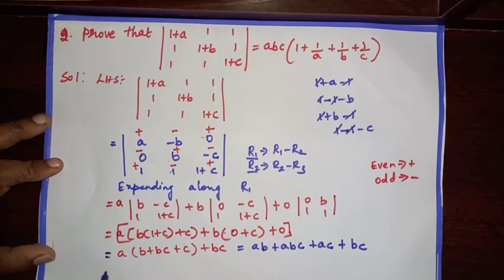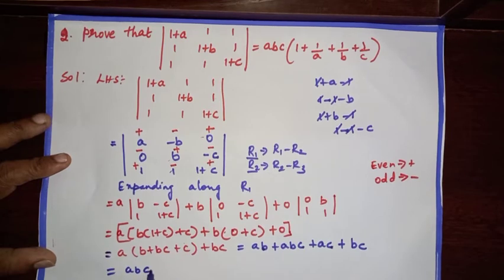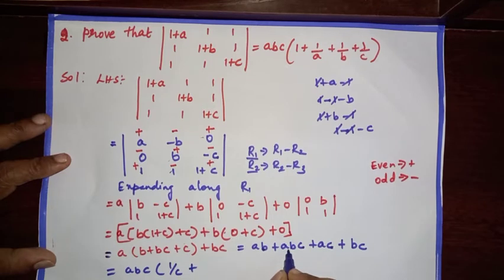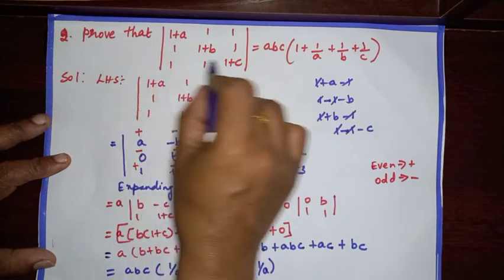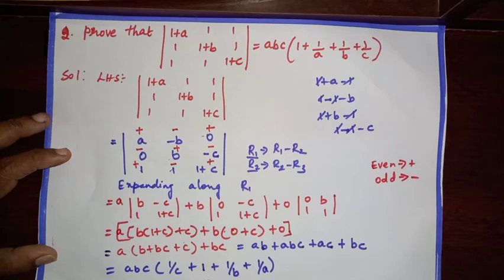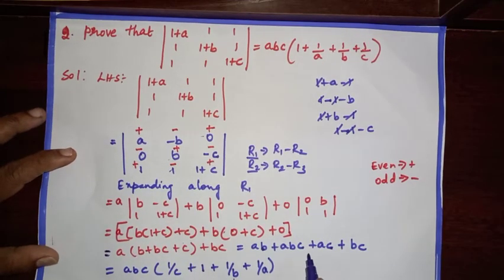Now I am going to take ABC commonly out. When I am taking ABC commonly out, I will have 1 by C plus, for the second term, taking ABC, it will become 1. For the third also taking ABC, it will become 1 by B. Here also taking ABC, we have 1 by A. So this determinant is equal to ABC into 1 by C plus 1 by B plus 1 by A. That only we need to prove.